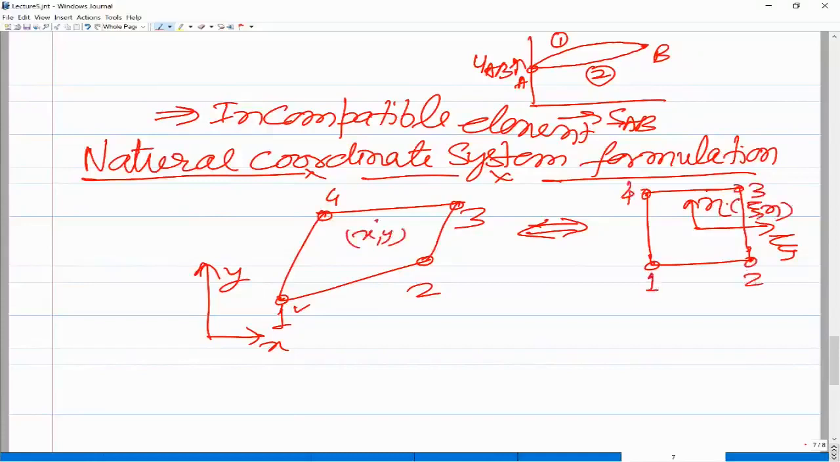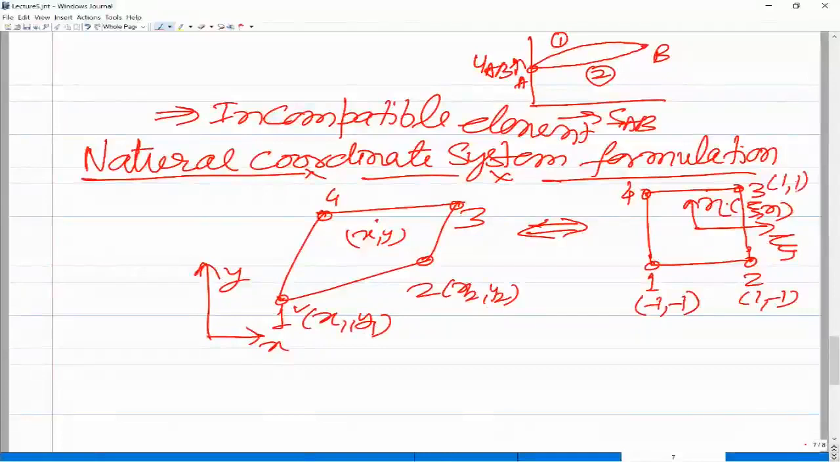So now instead of assuming the approximate solution in terms of x and y in the natural coordinate formulation, we assume the approximate solution in terms of natural coordinates xi and eta. The nodal coordinates you already know are x1, y1, x2, y2, and so on. Here the coordinates are xi is -1, eta is -1, this is 1, -1. So the natural coordinates are varying from -1 to +1. This is 1 comma 1, and this is -1 comma 1.